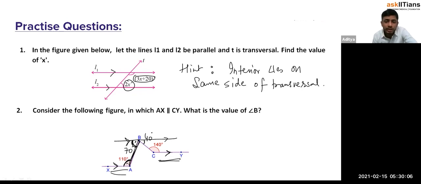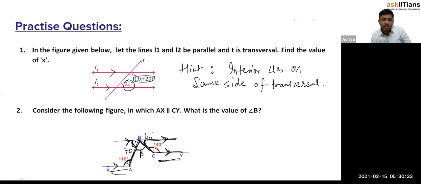Similarly, what will this angle be? It will be 40 degrees, because this is acting as the transversal, these two are the parallel lines, and these are interior angles on the same side of the transversal, in this case the right-hand side. Correct. So their sum will also be 180 degrees, because these are parallel lines and we have already studied the theorem. So 140 degrees plus what angle will give us 180 degrees? 40 degrees only.